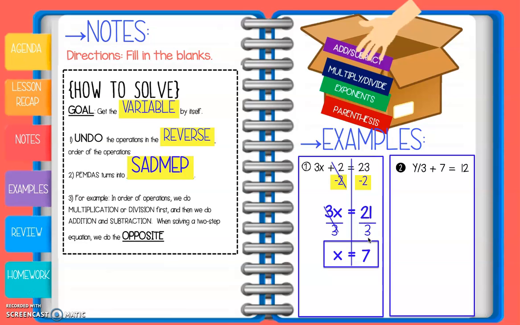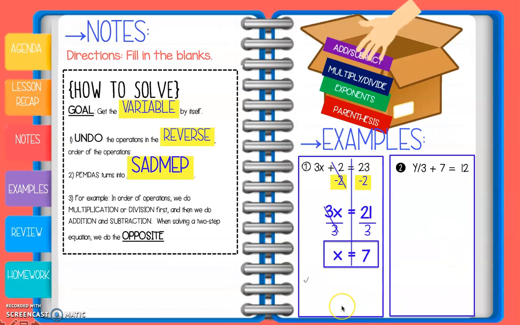Now, an additional piece that we're going to add on today is we're going to check our work by substituting in our x equals 7 wherever we see an x in our equation. Once we substitute it in there, both sides of our equation should be equal. If they are, that's great. That means our answer is correct.